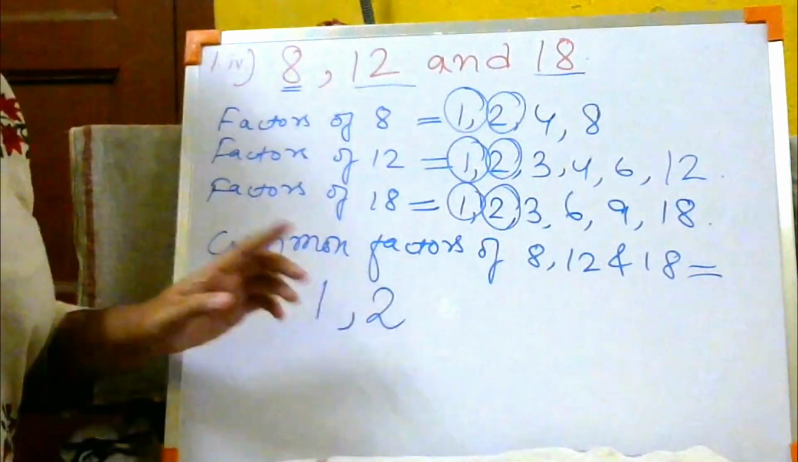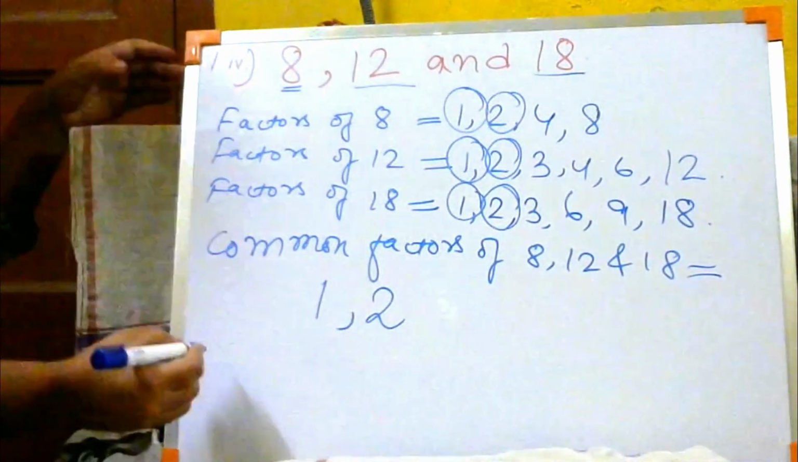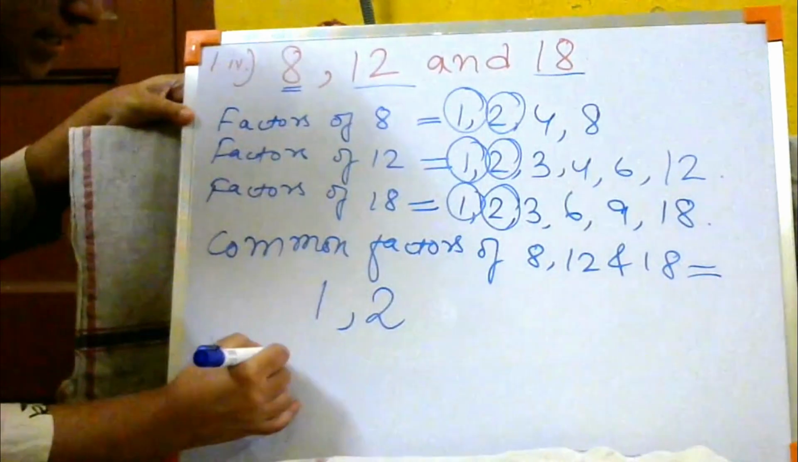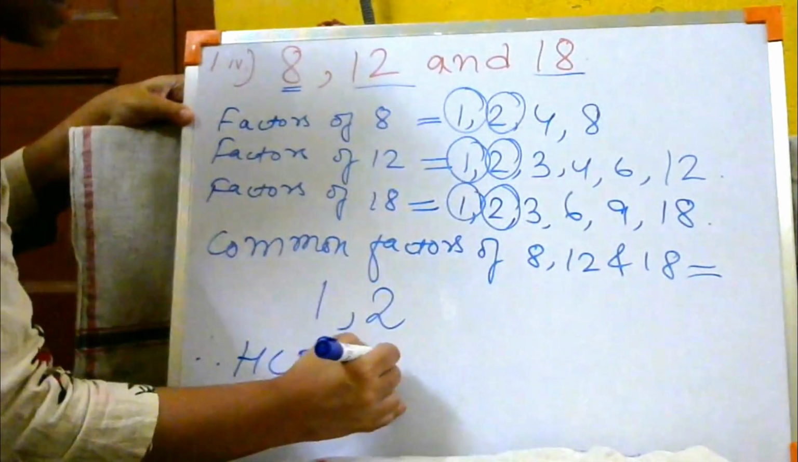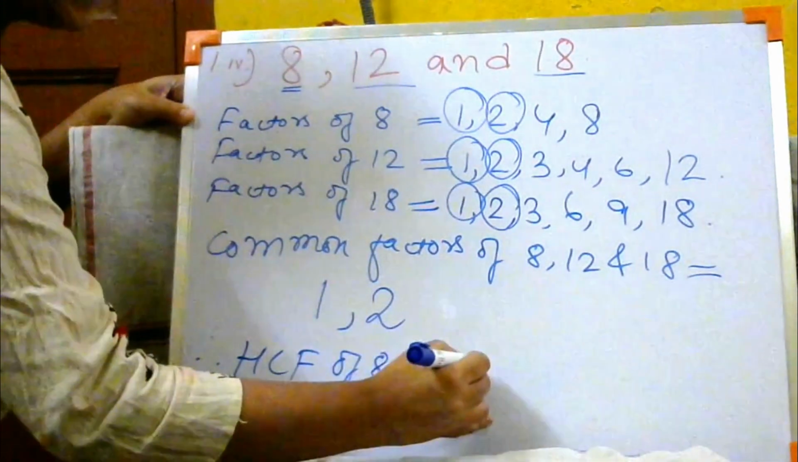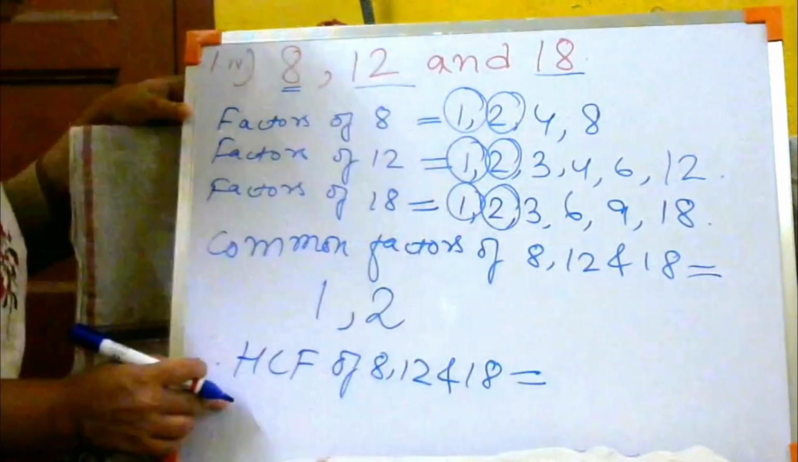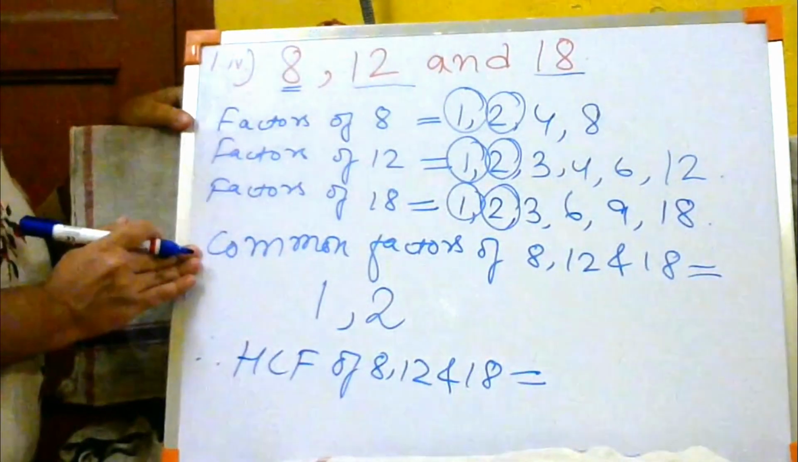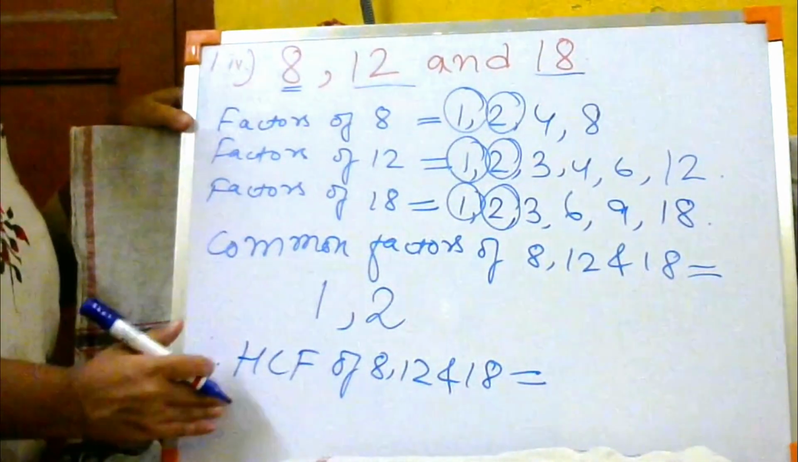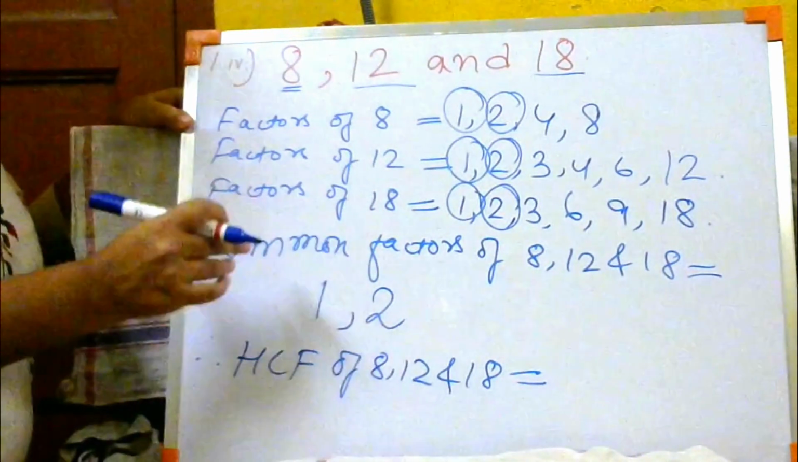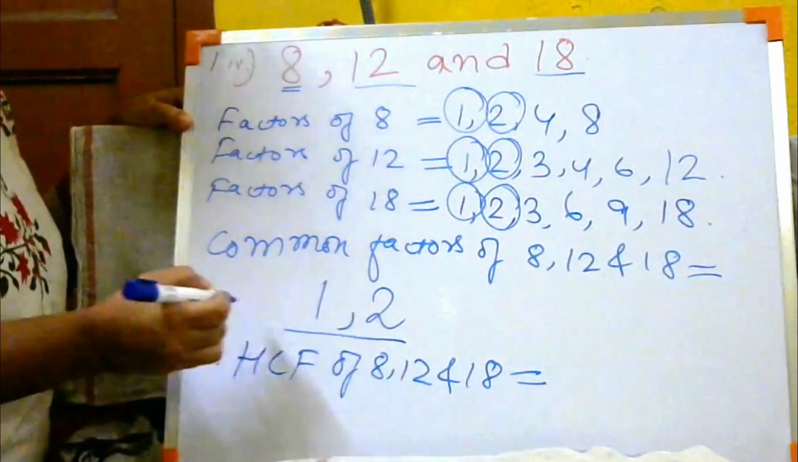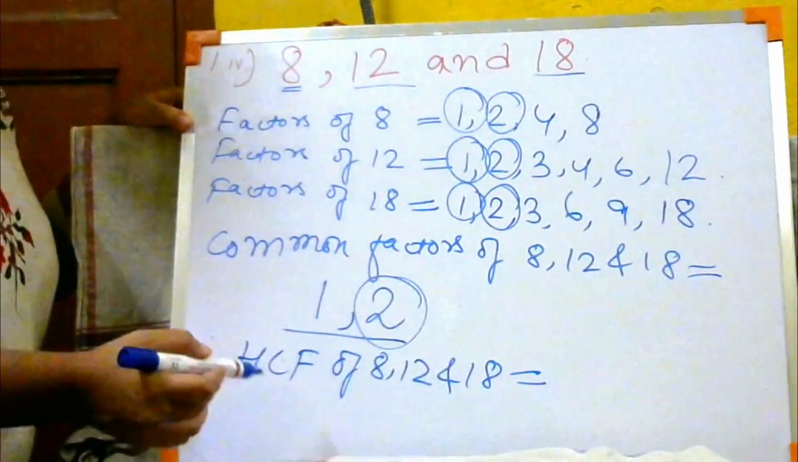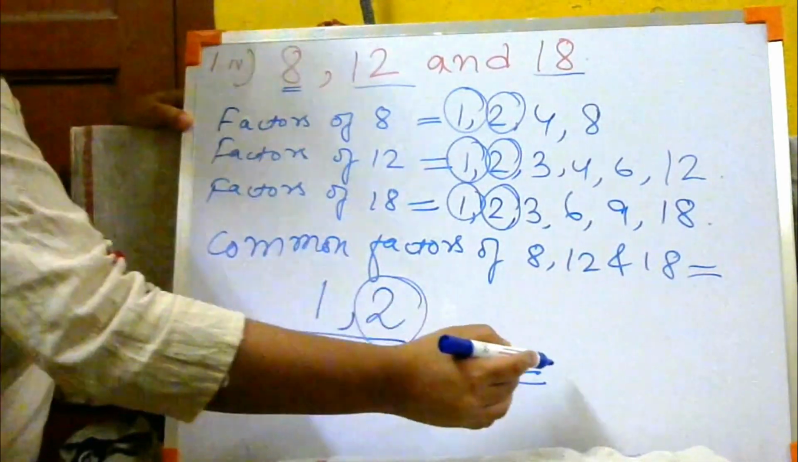These are the two factors which are common. Now you are going to find that, therefore, HCF of 8, 12 and 18. Now what is the full form of HCF? ये तो रहा common factor और HCF का full form क्या है? Highest common factor. मतलब इस common factor में सबसे बड़ा number कौन सा है? 2 है ना? So HCF of 8, 12, 18 is only 2.